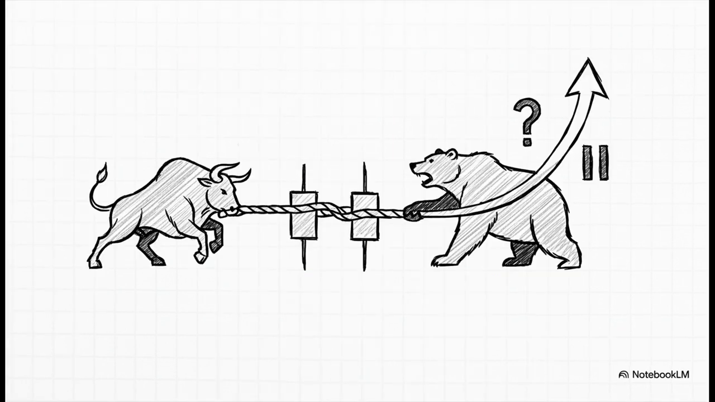But hey, we all know trends don't last forever. So how do you spot a potential ending? Well, you start looking for signs of indecision. Patterns like a doji or a spinning top. Those candles with tiny little bodies and long wicks, they're key. They signal a really fierce battle where neither the buyers nor the sellers are winning. And that often warns you that momentum is stalling out and a reversal could be right around the corner.